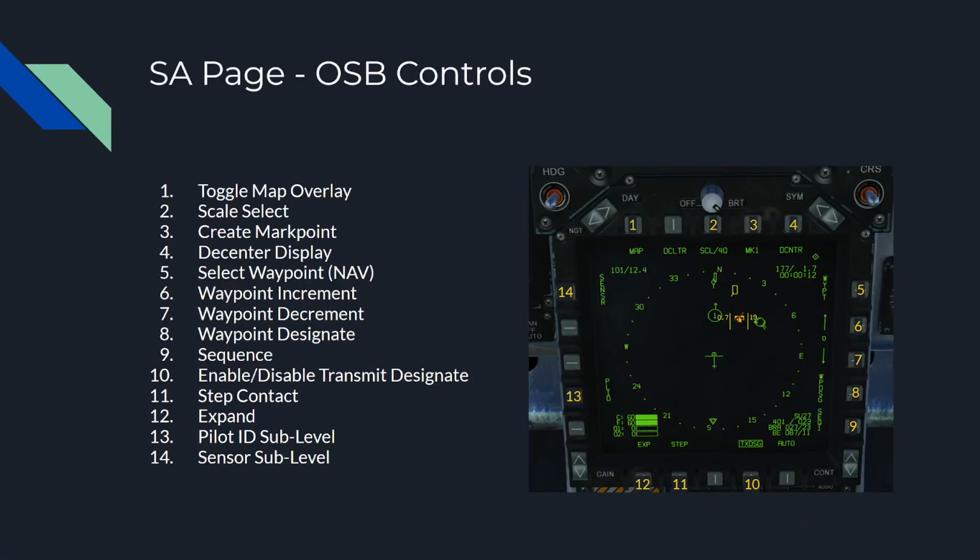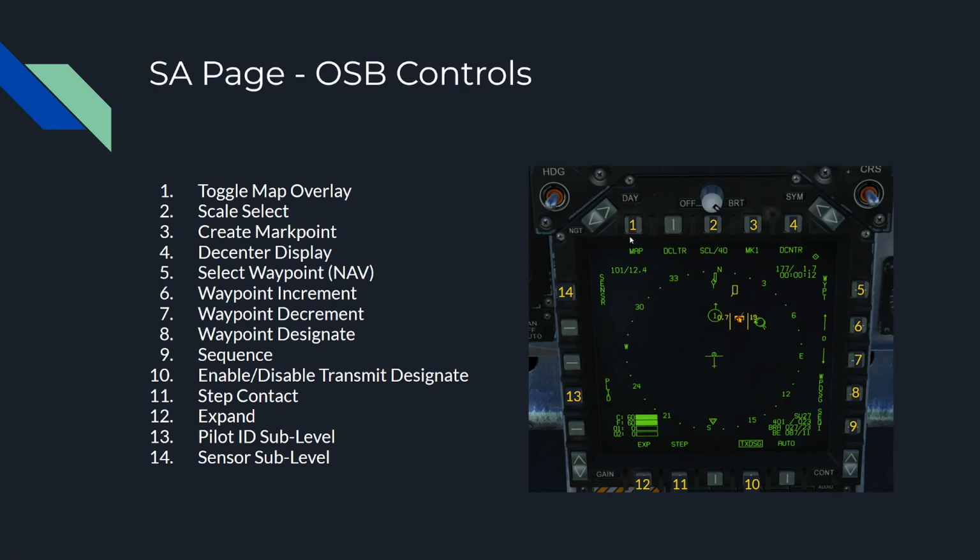So your situational awareness page. Again, this is typically on your AMPCD at the bottom. And again, the Hornet wants you to have it there with the way that the sensor control switch behaves in the air-to-air mode. You can quickly swap between the SA and HSI just by pressing sensor control switch down once it's already there. So we'll go over the controls, going around.